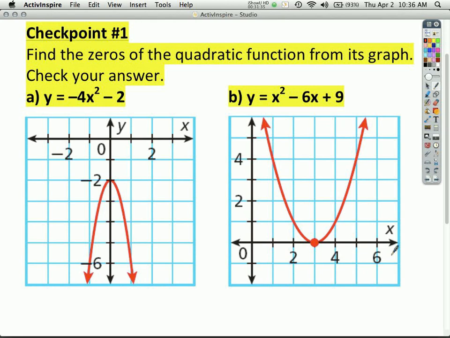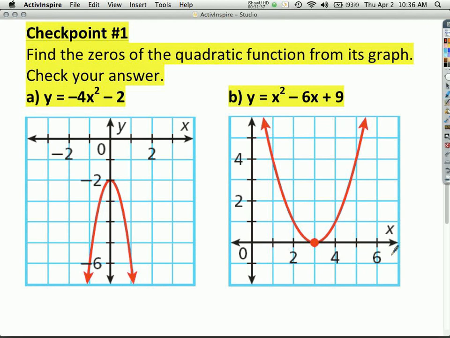All right. So let's see how we did so far. Part A, I've got student 14 and 18. Student number 14, what are the zeros of the function? Student number 18, what did you think? There are none. Very good. Part B, what are the zeros of the function?